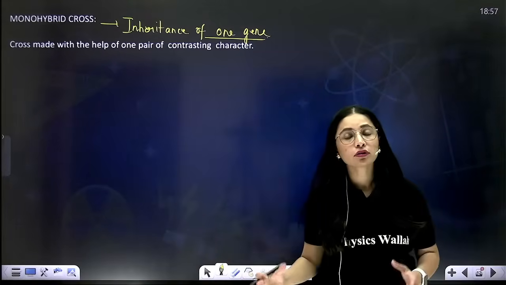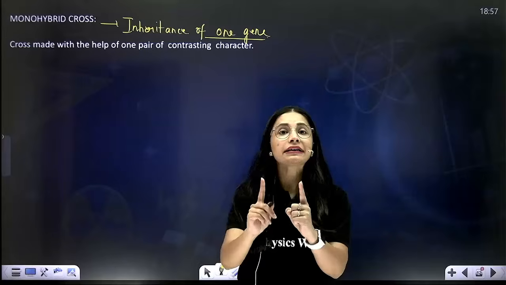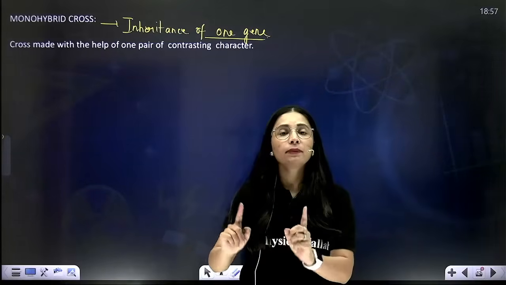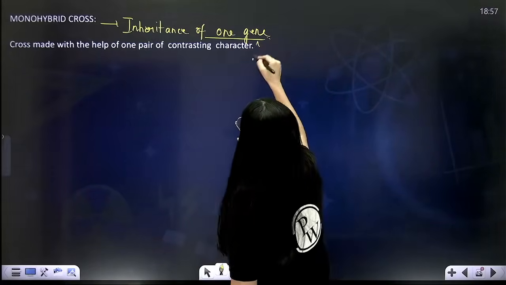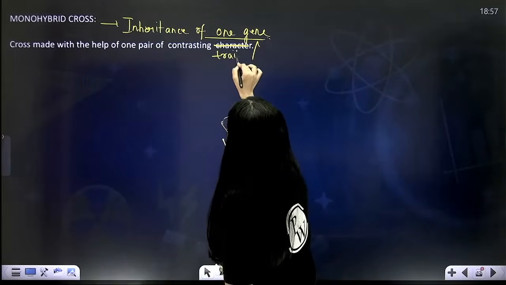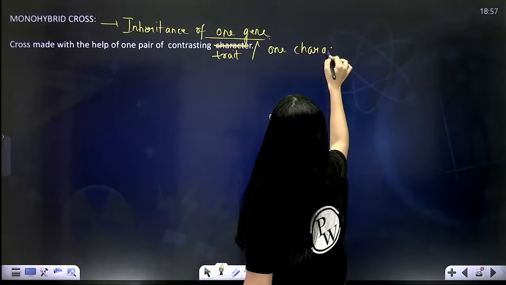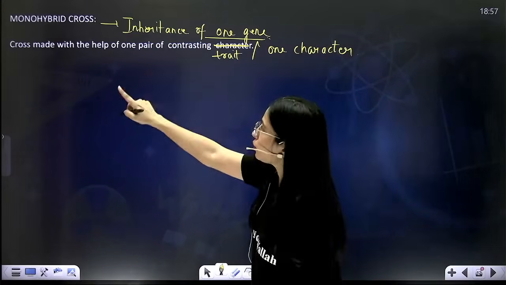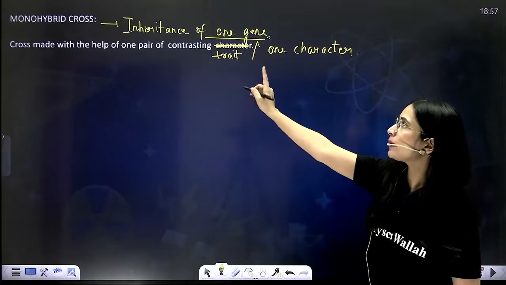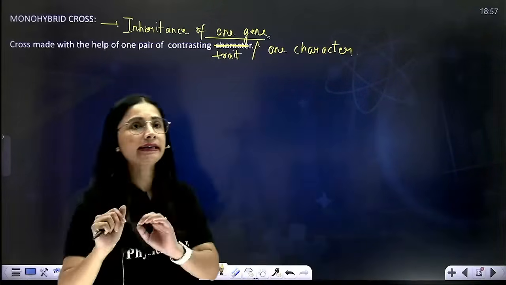So monohybrid cross is a cross made with the help of one pair of contrasting traits or with the help of one character. So monohybrid cross is made with the help of one pair of contrasting traits or one character. Now see how he did this.